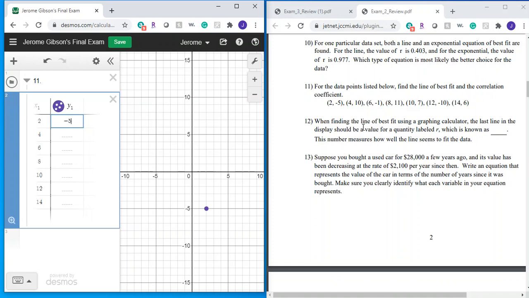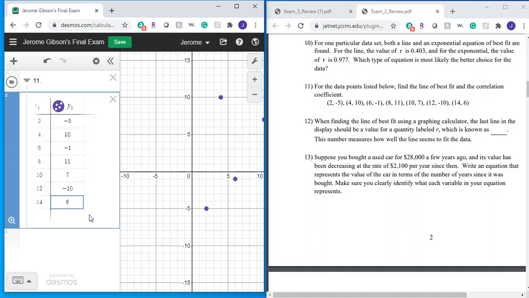We have -5, 10, -1, 11, 7, -10, and also 6. Okay, now these are all of the values.